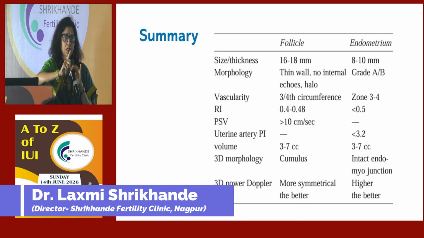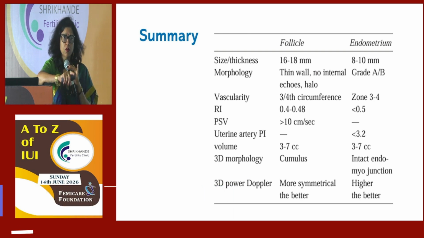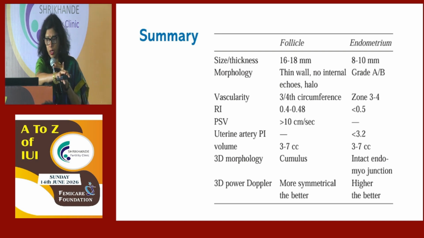So this is the summary when you are doing follicular monitoring. The size should be around 16 to 18, but for oral ovulogens 20 to 22 millimeter, endometrium 8 to 10 millimeter. Follicle morphology: thin wall, no internal echoes. Endometrium morphology: grade A or grade B. Vascularity of the follicle should be 3/4 of the circumference, and in the endometrium zone 3 to 4.